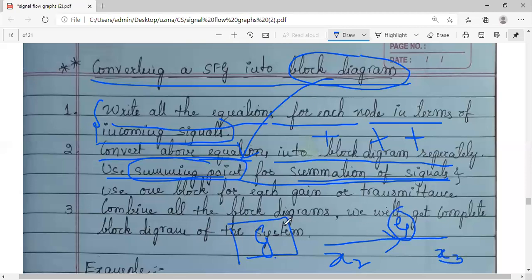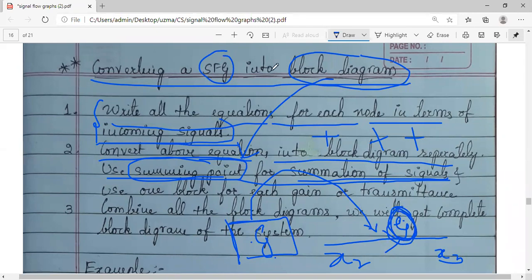Because we are doing the reverse conversion. Earlier, what we did, wherever blocks were there, we converted to a branch, and we put this gain value just above this branch. Now the vice versa. If a branch is there in the given signal flow graph and some gain is given to you, you have to take one block and inside that block put this gain value.